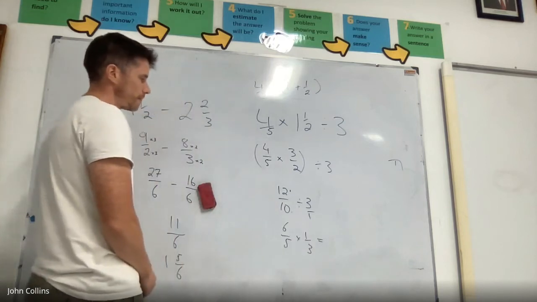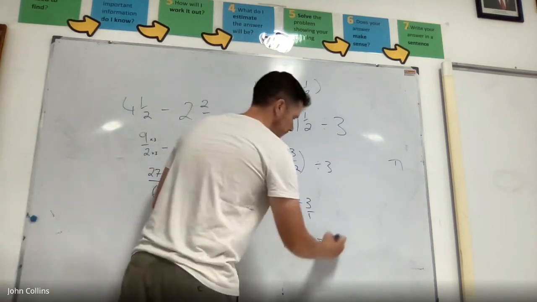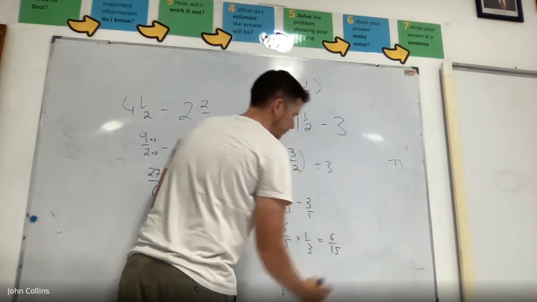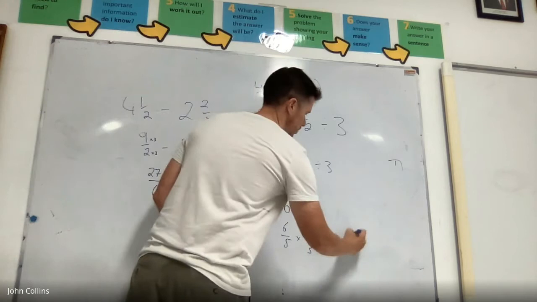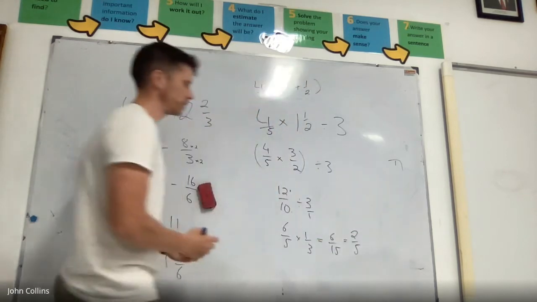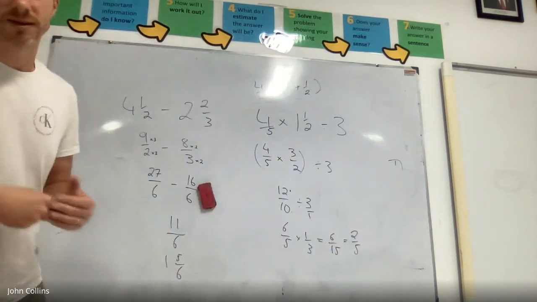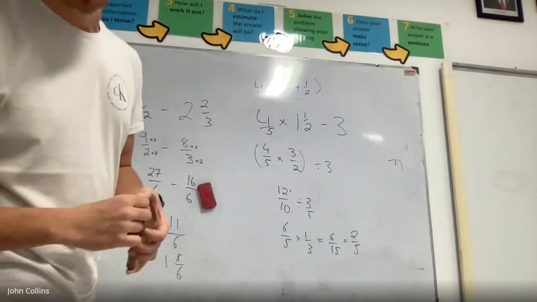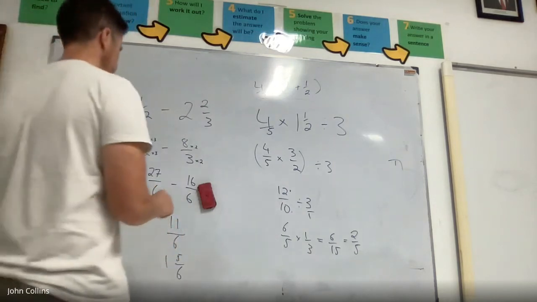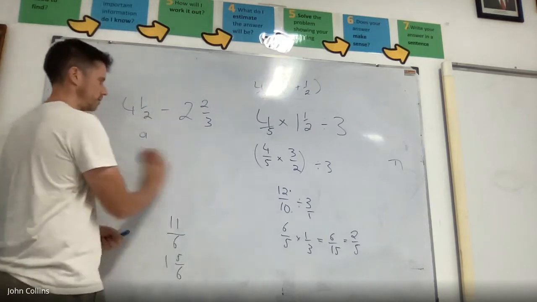6 times 1 is 6, 5 times 3 is 15. And then I can simplify again. Dividing by 3, top and bottom, gives me 2 over 5. So that's another. That was the answer you guys should have got. I did a different question. So 2/5. Let's see if Sam got that one. He didn't simplify, but he did get it. The only person who answers.